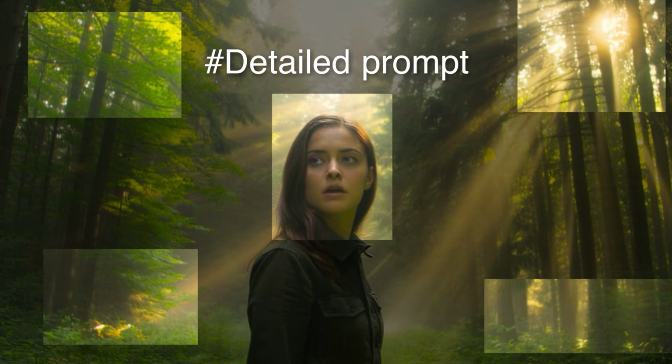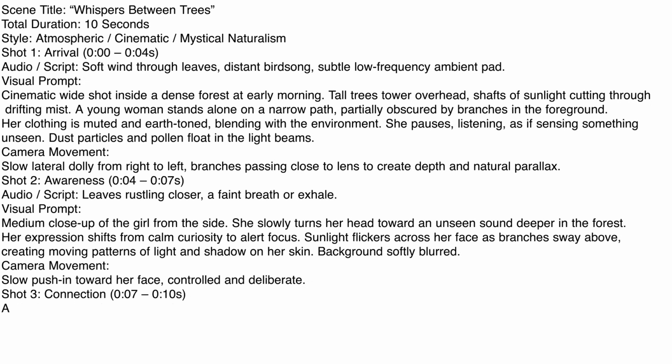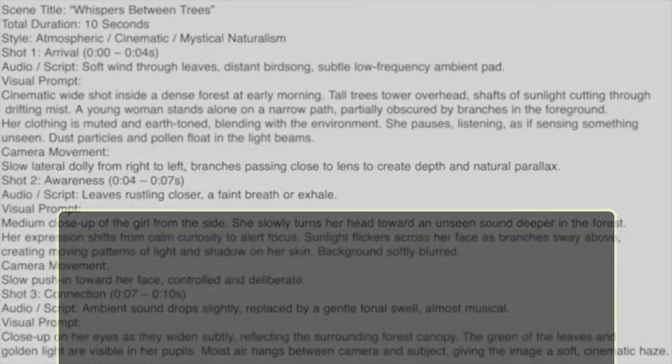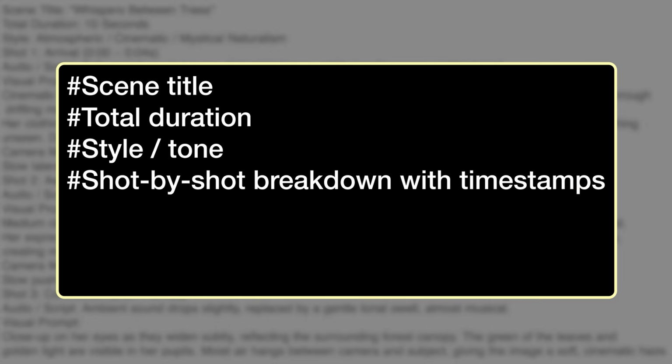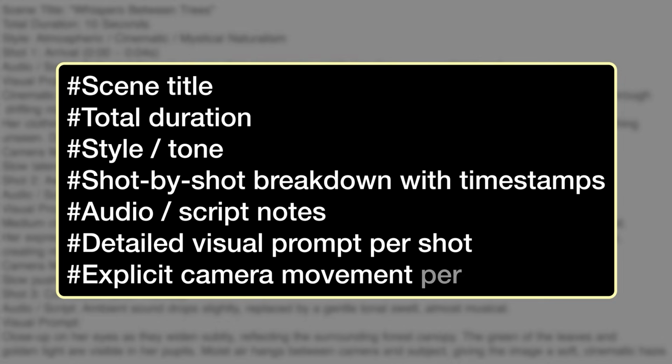To make this easier for you, I've created a reusable prompt format that lets you build similar cinematic scenes just by swapping in your own details. The format looks like this: scene title, total duration, style and tone, shot-by-shot breakdown with timestamps, audio or script notes, a detailed visual prompt for each shot, explicit camera movement for each shot. This structure helps Kling 2.6 understand exactly what you want, resulting in scenes that feel far more cinematic and intentional. I've also included this prompt format in the video description so you can use it yourself.